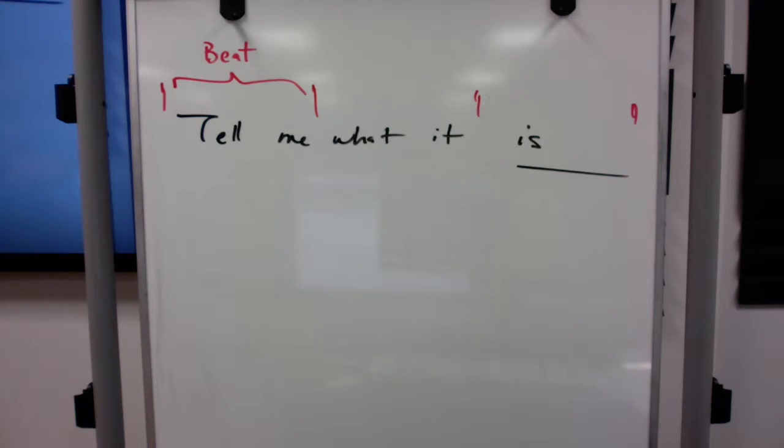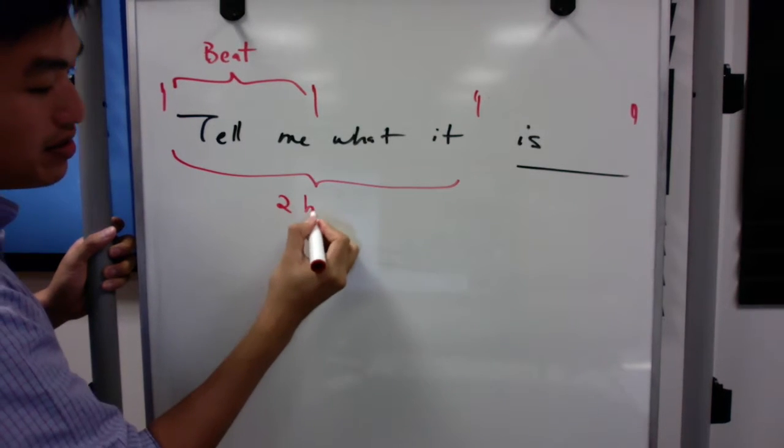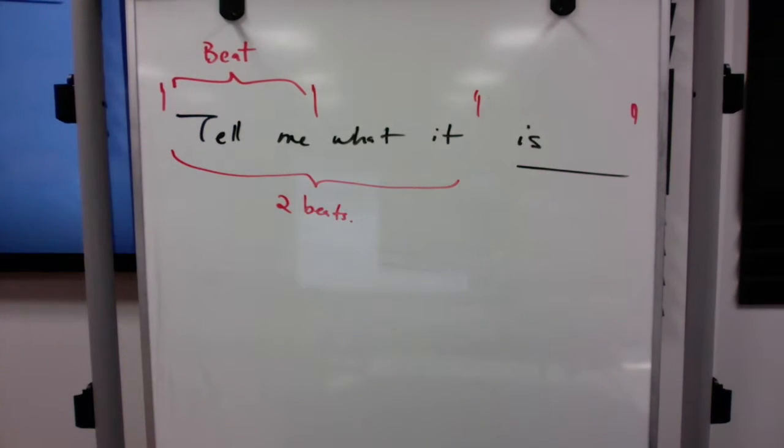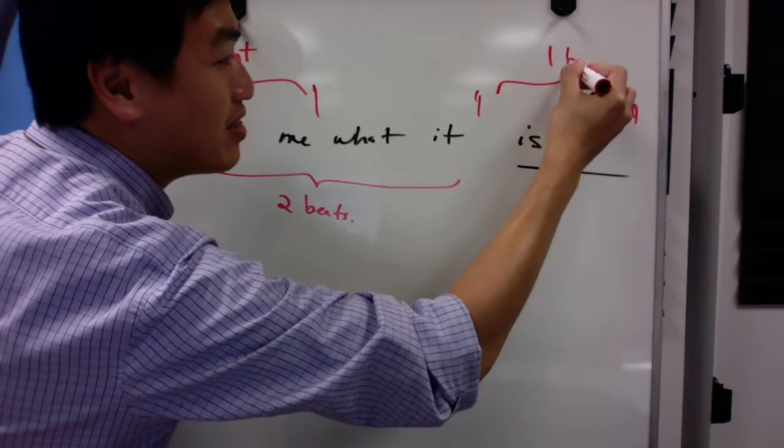So the unit I'm only talking about is the distance in time between one pulse and the next pulse. So that's the length of a beat. So if that's the beat, that would last 2 beats. And so if that's true, tell me what it is. It lasts how many beats? 1 beat. Right, it's 1 beat.